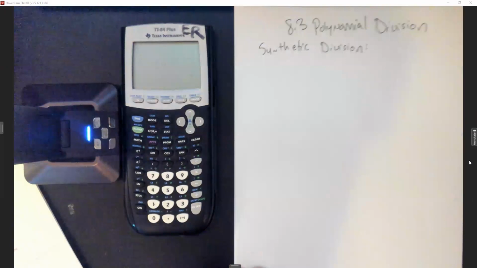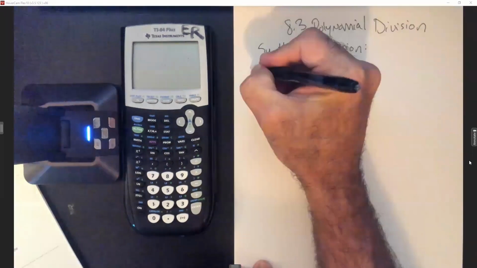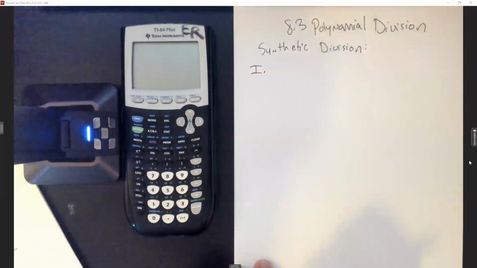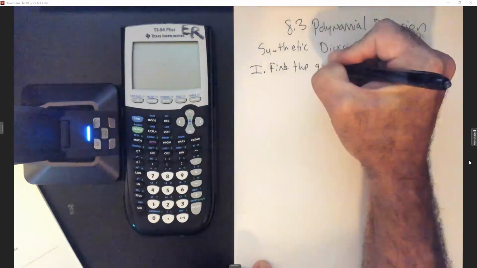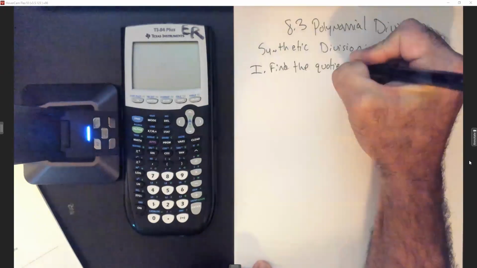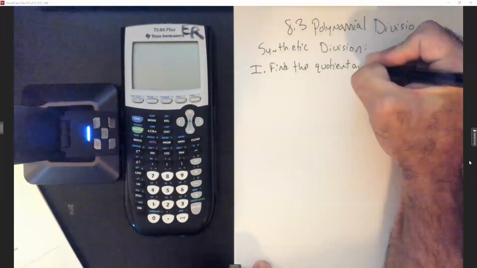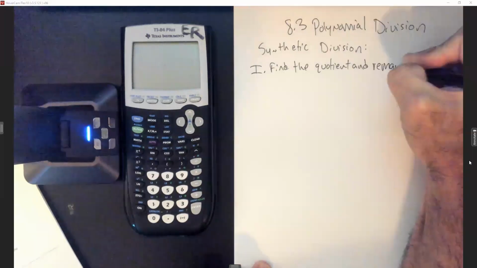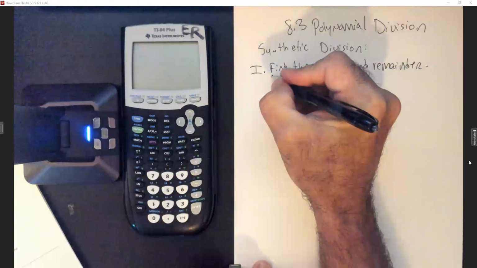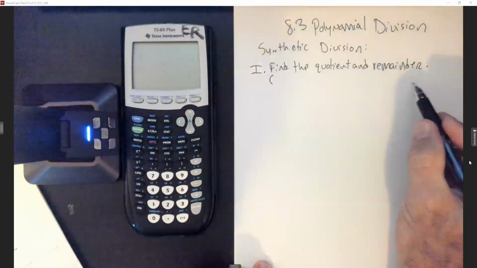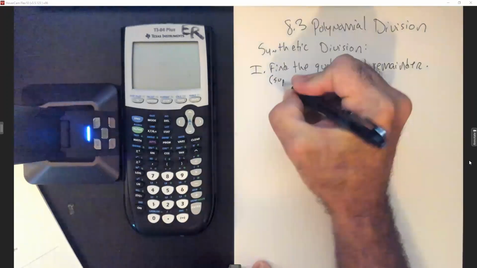I can use synthetic division for three things. First thing I can use it for is to find the quotient and remainder. Now, finding the quotient and remainder, that's what the support will be using, okay?